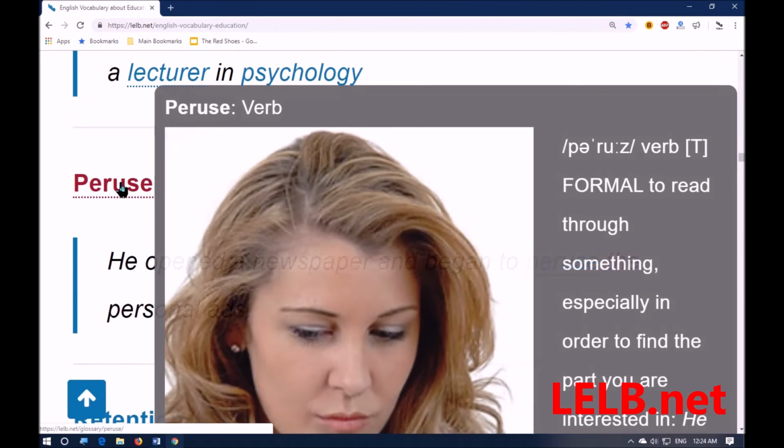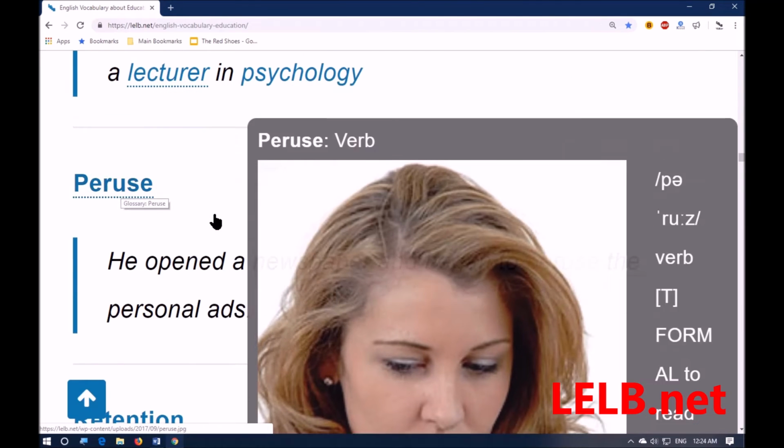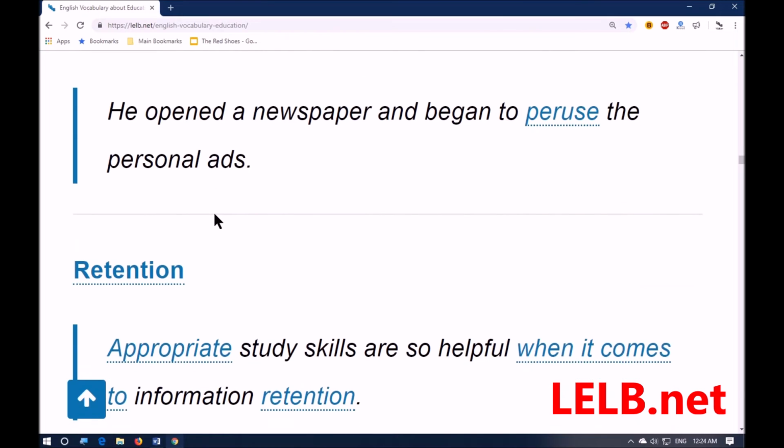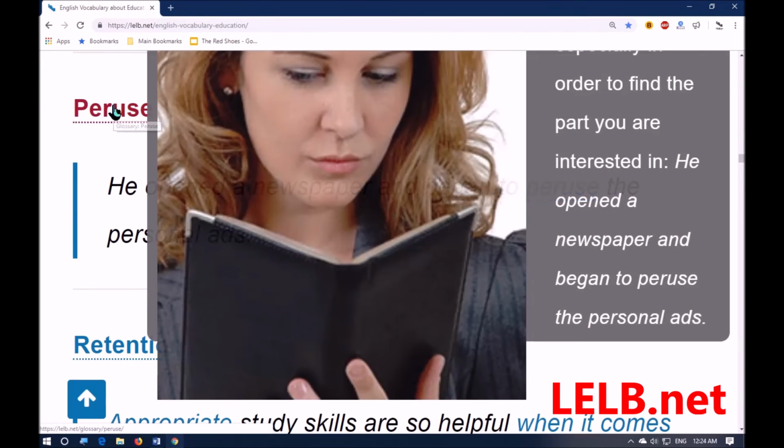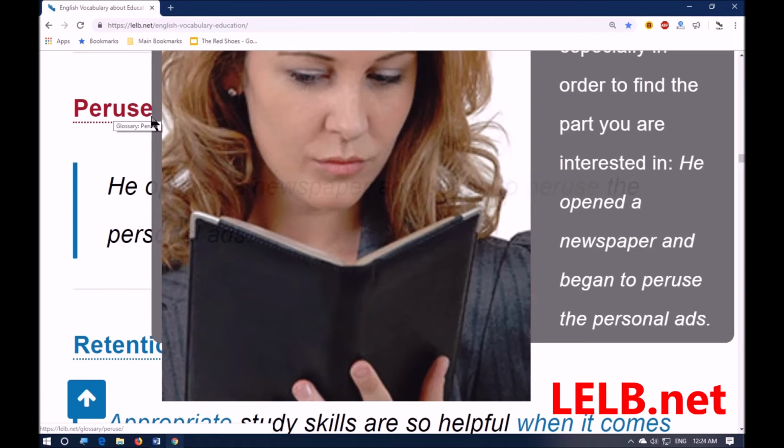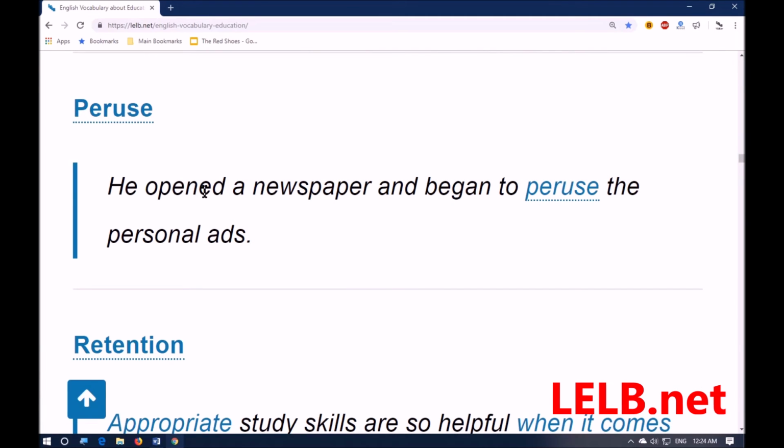Peruse. Peruse means to read something, a text, very carefully in order to find the part you are interested in. So he opened a newspaper and began to peruse the personal ads. Ad is the abbreviation for advertisement.